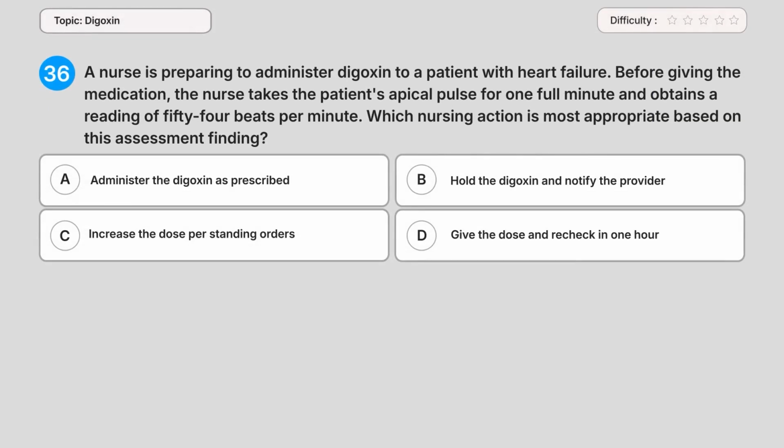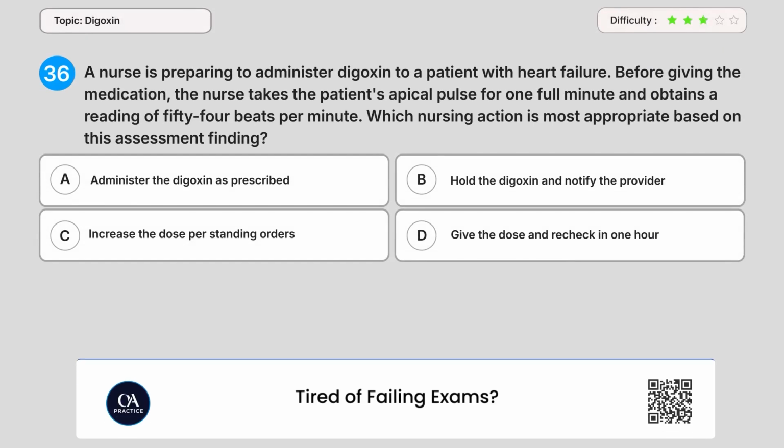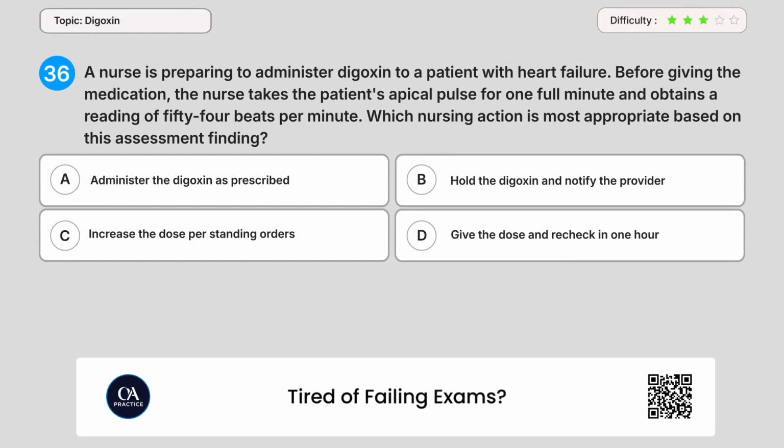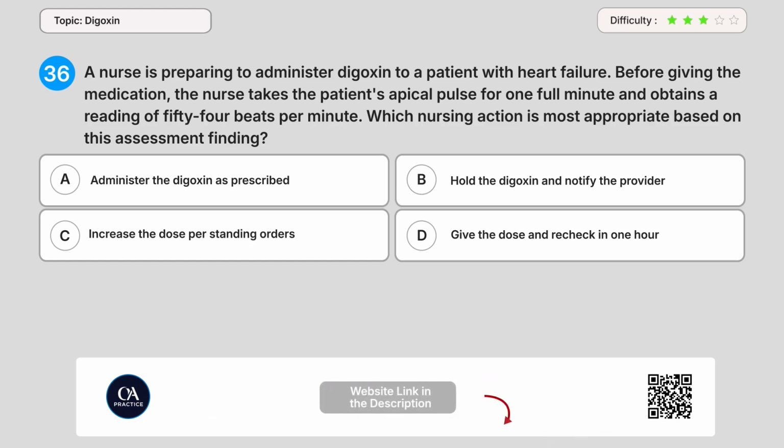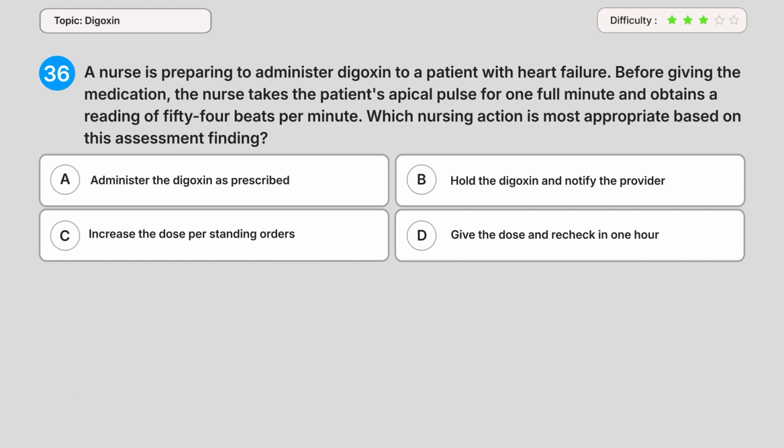36. A nurse is preparing to administer digoxin to a patient with heart failure. Before giving the medication, the nurse takes the patient's apical pulse for 1 full minute and obtains a reading of 54 beats per minute. Which nursing action is most appropriate based on this assessment finding?